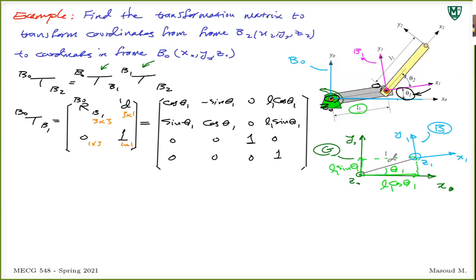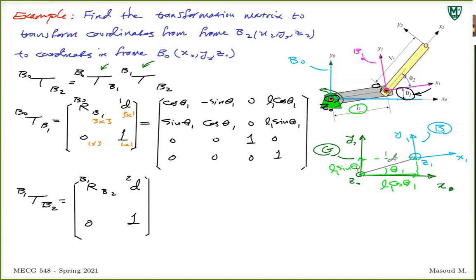See if you got the idea. Let's do T, B2 in B1. All right, then you're going to have your rotation matrix, the R B2 B1. Then you have your D, I'll call it D2, 0 and 1. Now here's what you have.